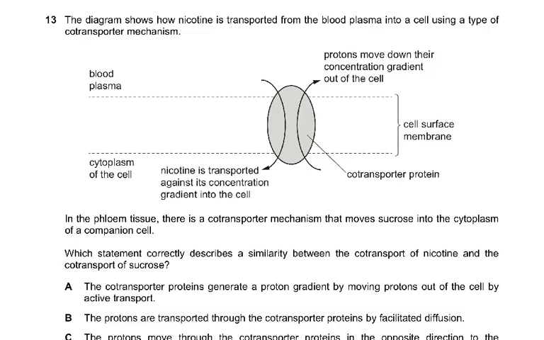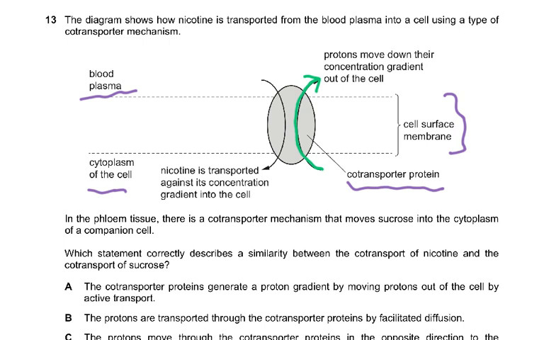The diagram shows how nicotine is transported from the blood plasma into a cell using a type of co-transporter mechanism. So we've got the blood plasma, we've got the cytoplasm of the cell. So this is the cell membrane, which they've shown you here. And then they've shown you a co-transporter protein, and they say protons move down their concentration gradient out of the cell. So the protons are moving into the blood plasma, down their concentration gradient.